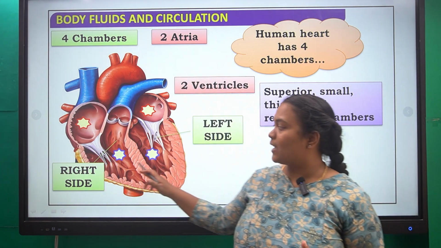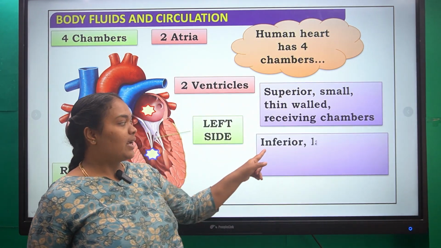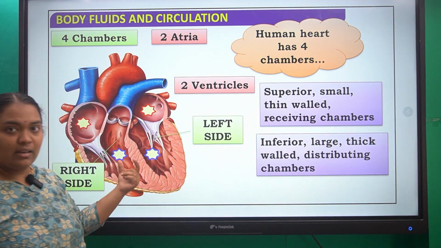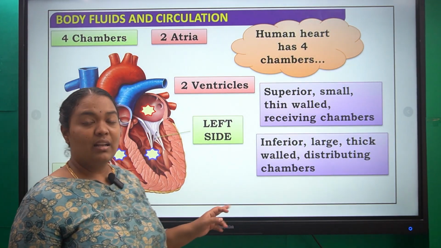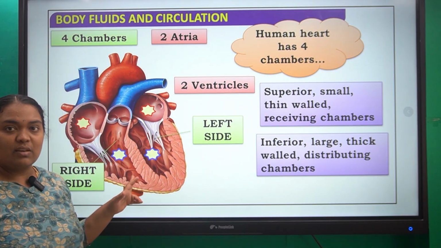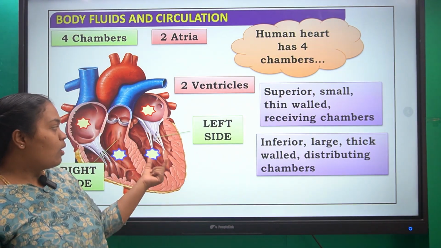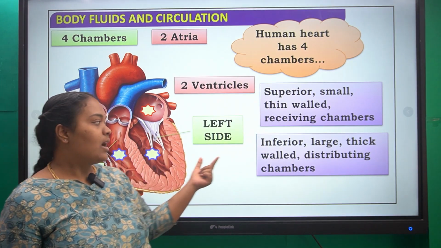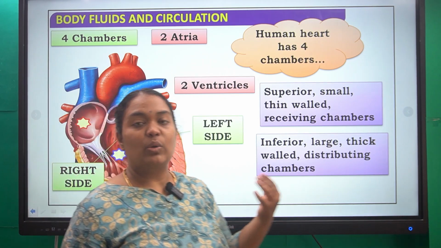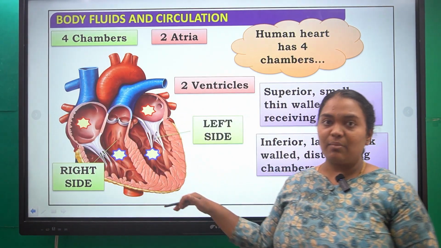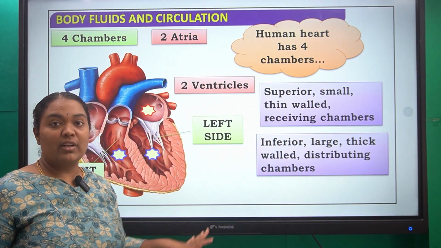And again you can see here there are two ventricles. Each ventricle is present below the atria, in the inferior part of the heart, and the chambers of the ventricles are larger compared to the atria and have a thick wall. The wall of the ventricle is thick and it is a distributing chamber, meaning it is pushing the blood to different parts of your body. Atria are receiving the blood whereas the ventricles are pushing the blood out towards different tissues.